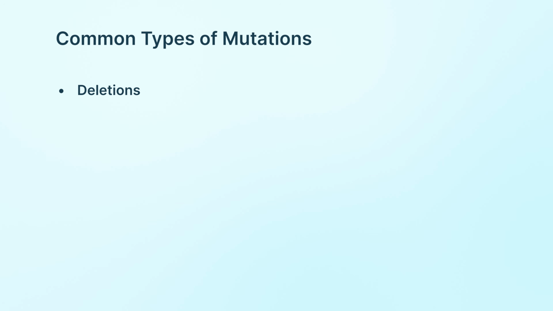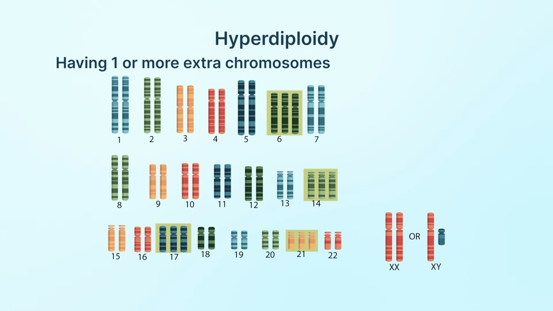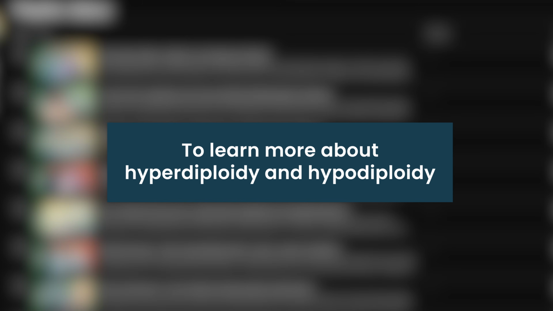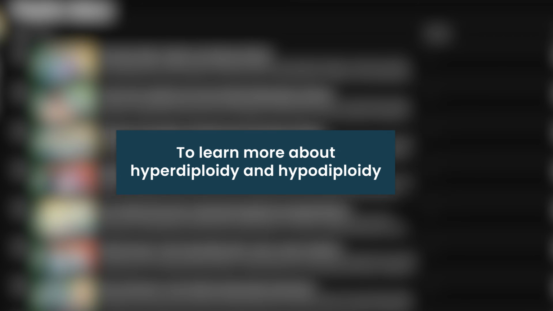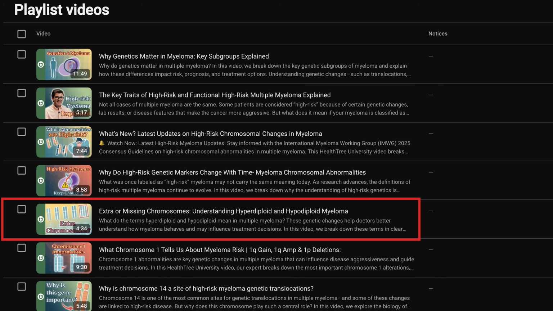In multiple myeloma, the most common ones, I would say, are deletions, translocations, and we also see an excess amount of chromosomes, hyperdiploid, as we use it in medical terms, or a loss of the complete chromosome, which we also call hypodiploid, or a lower amount of chromosomes than the normal 46 chromosomes that we have. To learn more about hyperdiploidy and hypodiploidy and how these chromosomal changes affect outcomes, make sure you watch the video on this topic in Health Tree's Chromosomal and Gene Abnormality course.